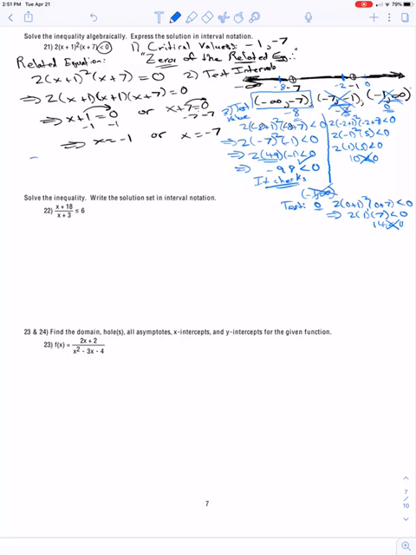So our solution set, right, is one interval. Our solution set is all the values less than negative 7. So negative infinity to negative 7, writing it in interval notation. So you only need one number. If one number works, they all work. If it doesn't, none of them do.